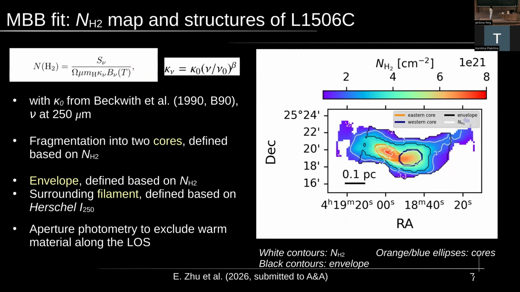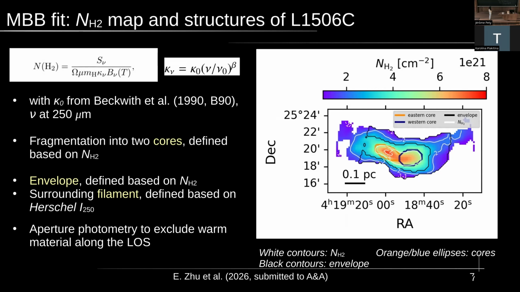And then based on the T and beta maps I showed before, we calculated the column density NH2 maps with this equation. For kappa used in this equation, the reference kappa 0 was taken from Beckwith 1990, which I will call B90 later, and the frequency is used at 250 micron.